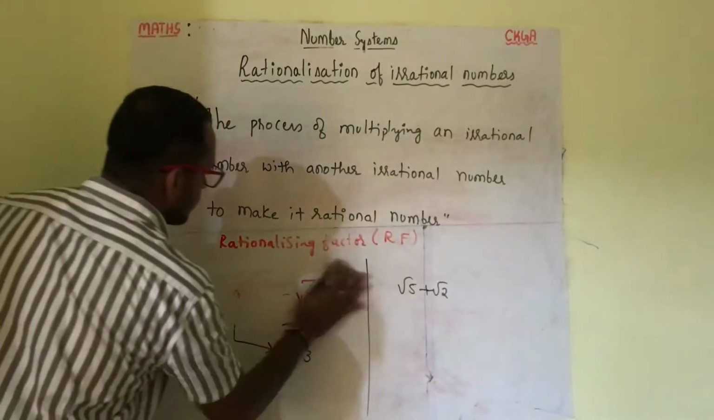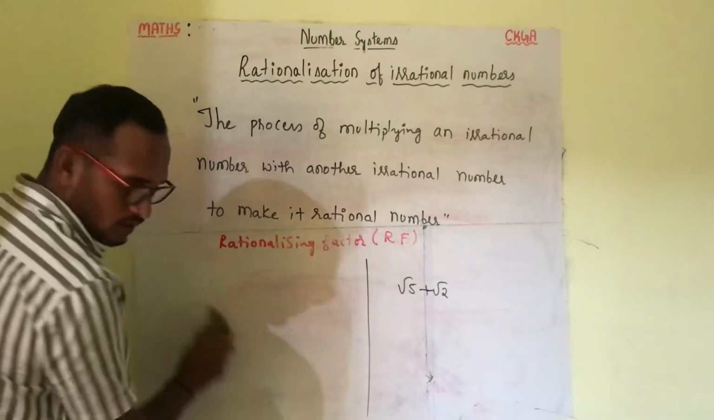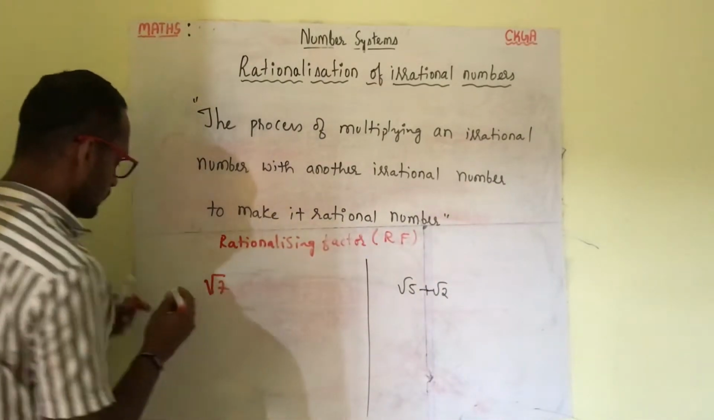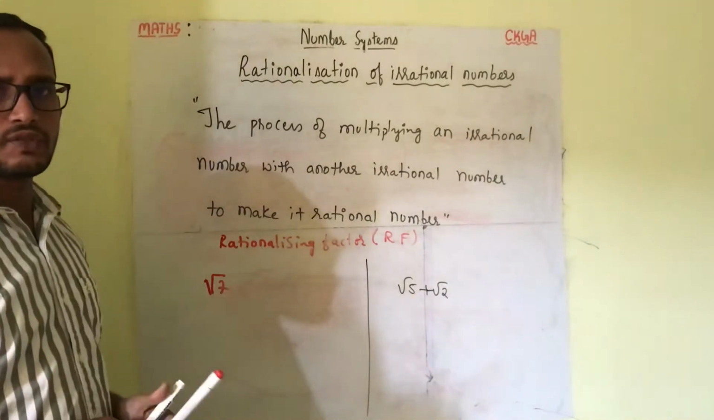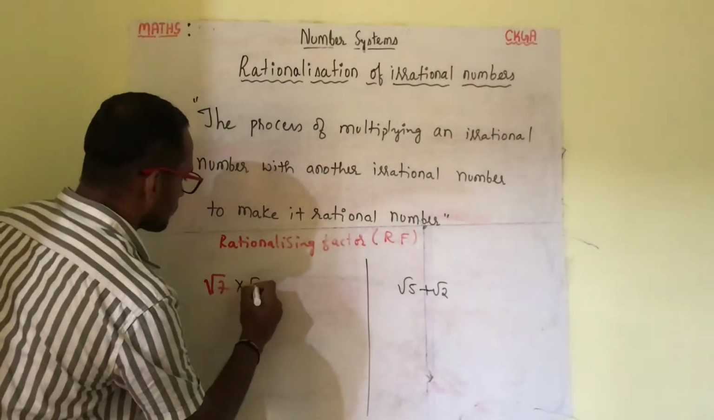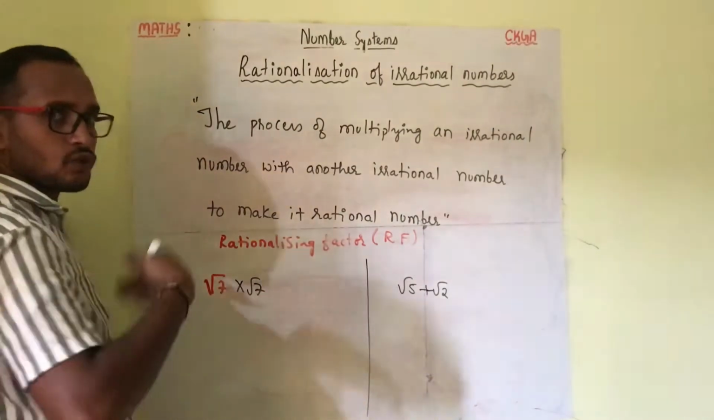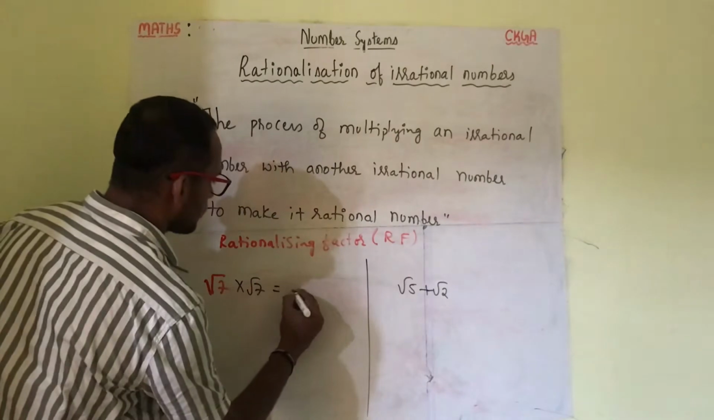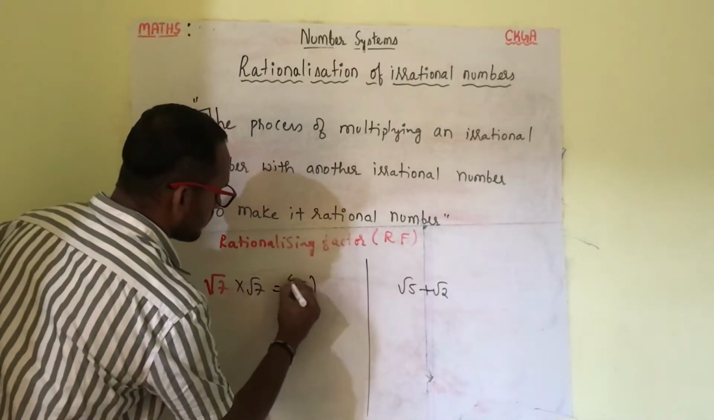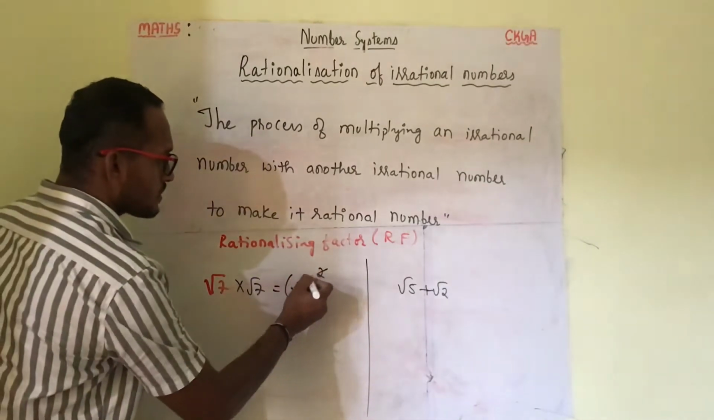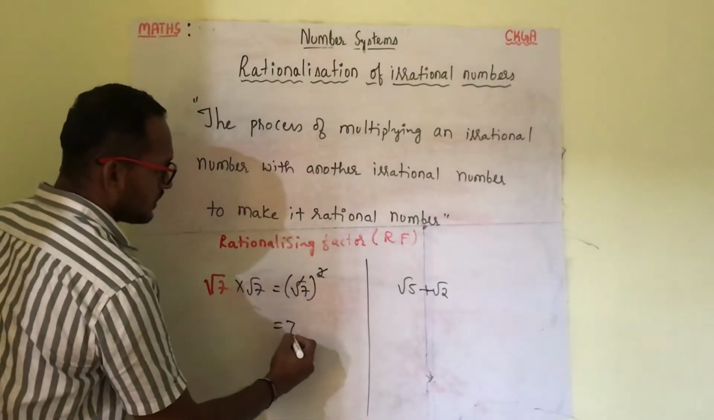I'll take another example: rationalize root 7. If asked to rationalize root 7, which rationalizing factor will you choose? The rationalizing factor of root 7 will be root 7 itself. So root 7 into root 7 can also be written as root 7 whole square. Now the square and square root cancel, and finally you will get 7.